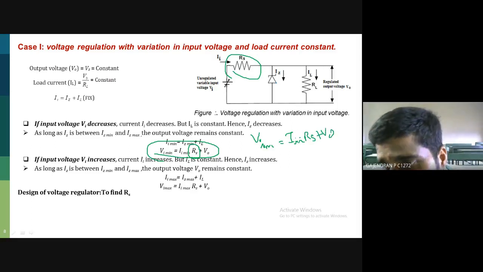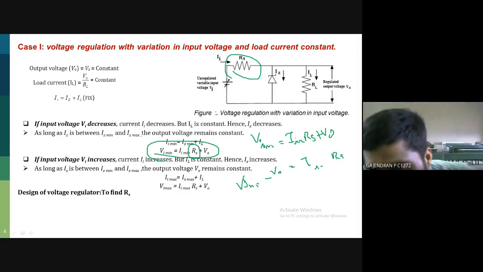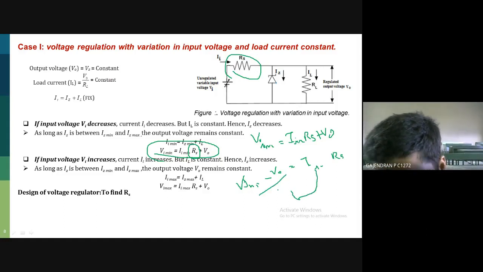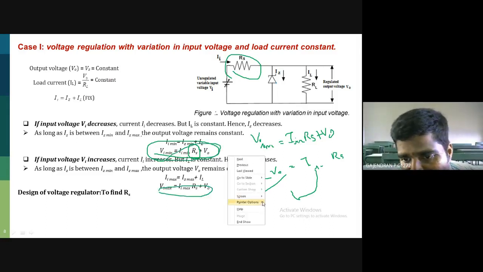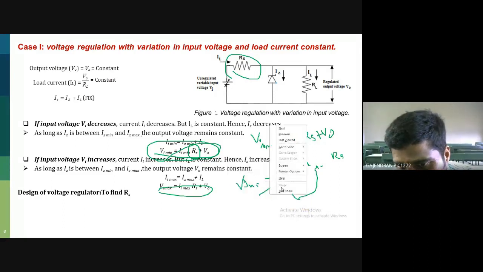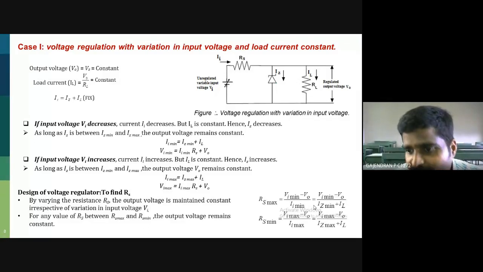How will you find RS? Shall I take the V out to the left hand side? What will come? VI minimum minus V out is equal to what? II minimum into RS. How will you get RS? If I bring this to here, divided by I minimum, you will get RS. Likewise, if you solve these two equations, you will get how to find the RS value. Am I clear, sir?